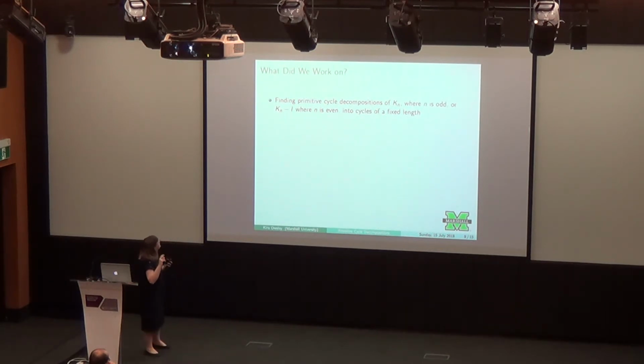So we worked on cycle decompositions in specific where each cycle had the same length. And so we found primitive cycle decompositions of Kn and Kn minus a 1-factor, depending on the parity of n, into cycles of fixed length. So here's an example of a complete graph on 9 vertices.